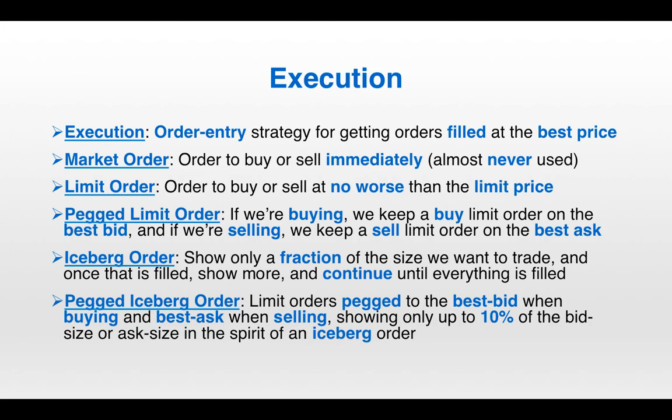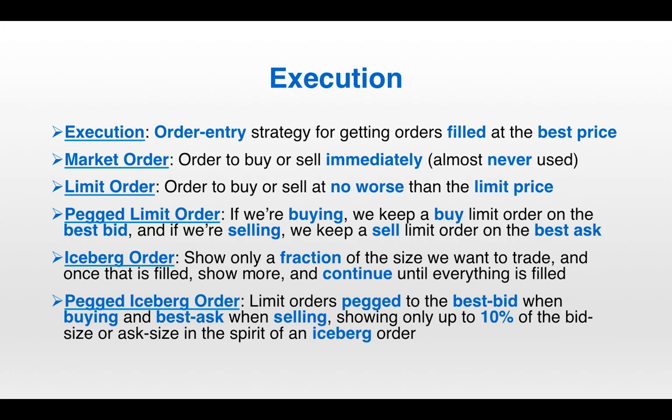Next up is execution, the order entry strategy for getting orders filled at the best price, for minimizing our transaction costs. There are two fundamental order types out there, the market order and the limit order. Market orders are orders to buy or sell immediately. We almost never use market orders because they entail crossing the bid-ask spread and incurring greater slippage. And the other order type is the limit order, an order to buy or sell at no worse than the limit price. We always use limit orders, but we use them along with an algorithm.